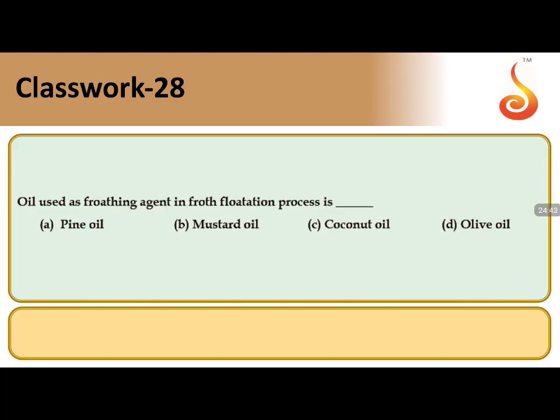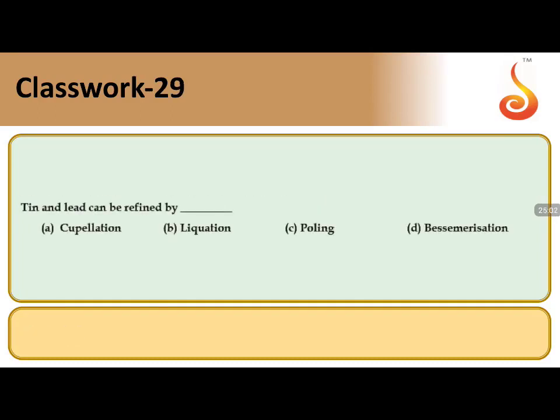Oil used as frothing agent in the froth flotation process is pine oil. No need to go for any other option because the first option itself is satisfying. So the answer should be option A. Pine oil is the frothing agent used in the froth flotation process. So the answer is option A. Coming to 29, tin and lead can be purified by?